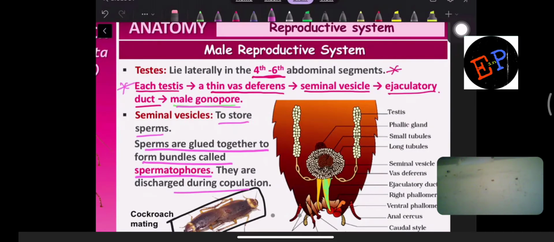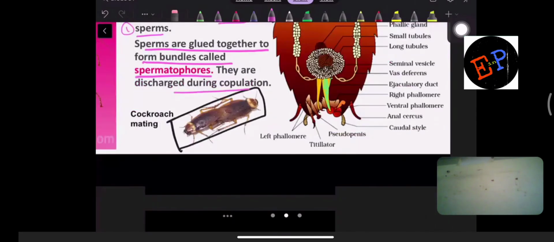So here I got one more point. For storing of sperms also, seminal vesicles are responsible. Understood? That's it. Okay.